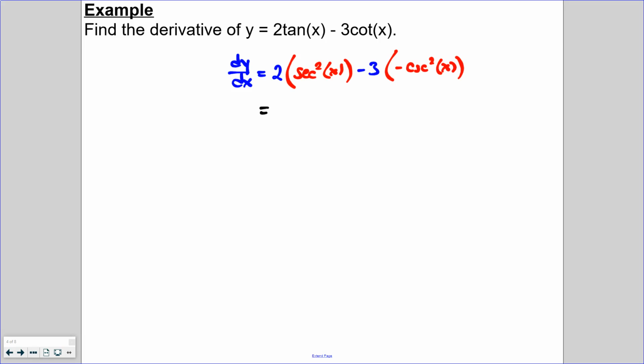And then from here we can simplify a little bit. We know that a negative times a negative will be a positive, so that's going to give us a derivative of 2 secant squared of x plus 3 cosecant squared of x.